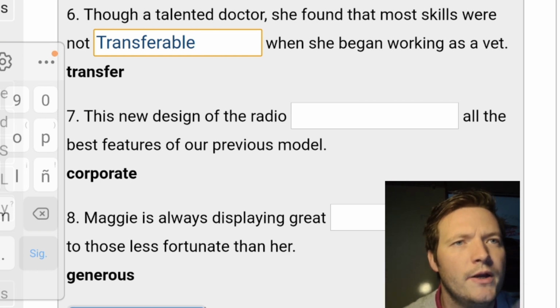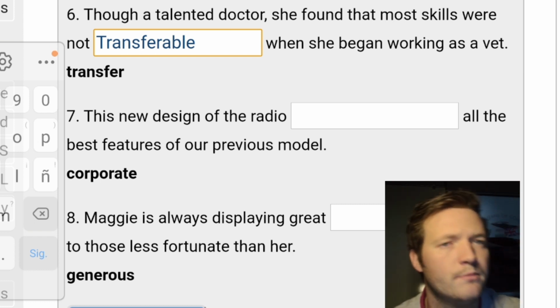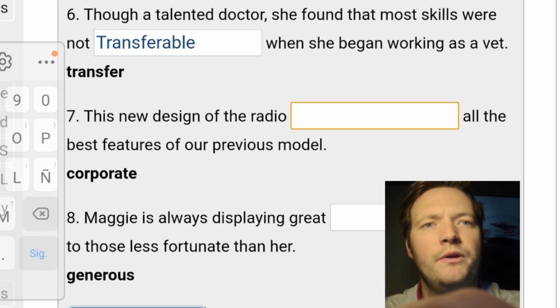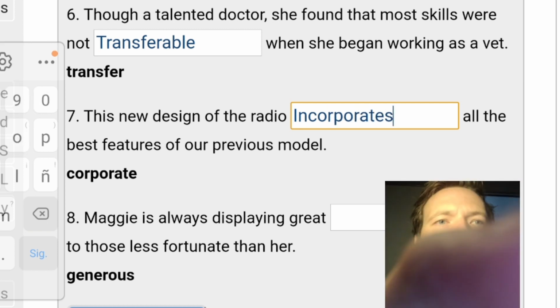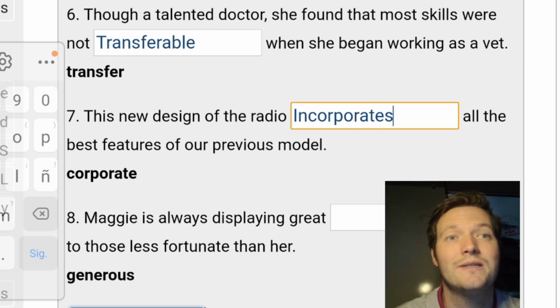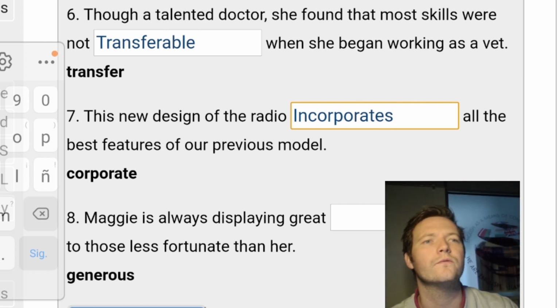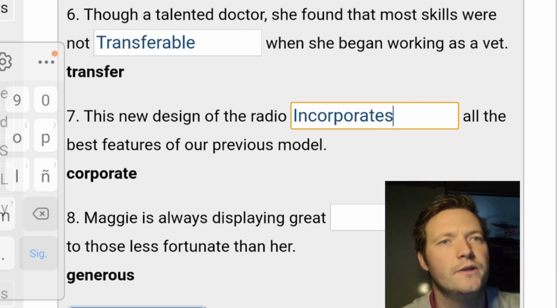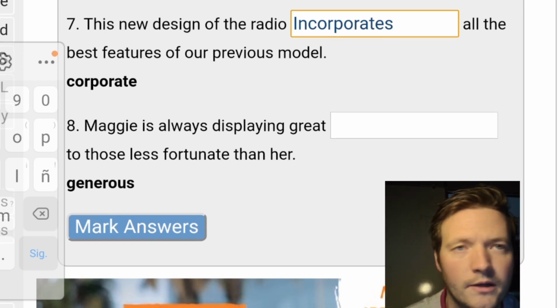Number 7. This new design of the radio incorporates all the best features of our previous model. I think it's the same word as we saw in the previous exercise. The only thing is here you have to be careful because it is in the third person. It says incorporates. This new design of radio. I think it should say this new kind of radio incorporates all the best features of our previous model. Yeah, it has all of the great things that our previous radio had.